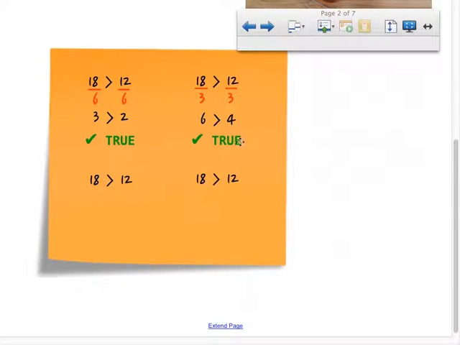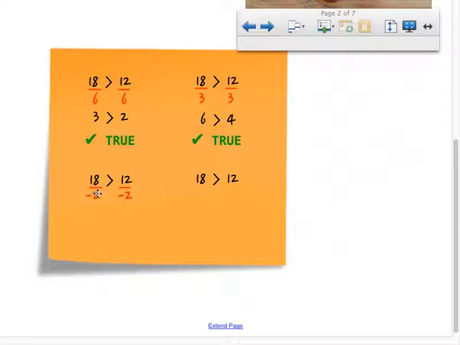Now I want to try something different. So we divided this inequality by a positive number. This inequality we divided by a positive number. Watch what happens when we divide by a negative number. What's 18 divided by negative 2?